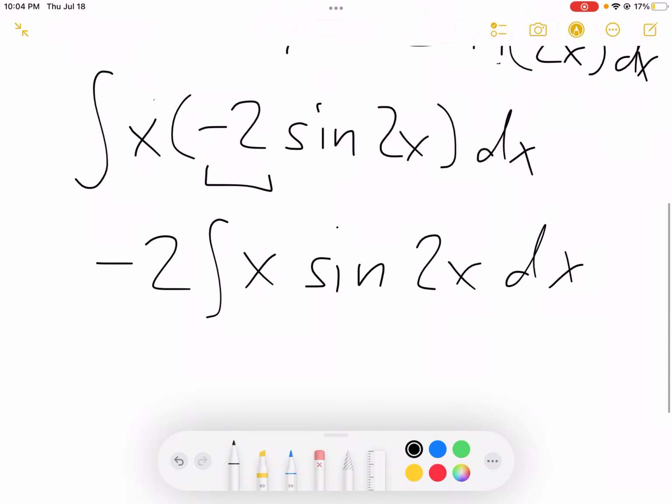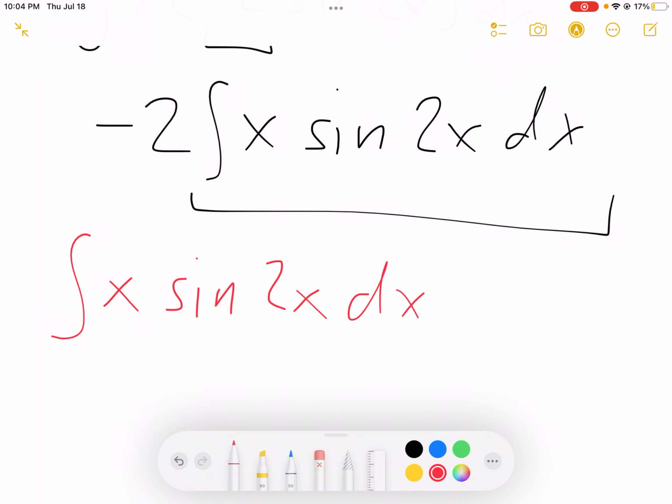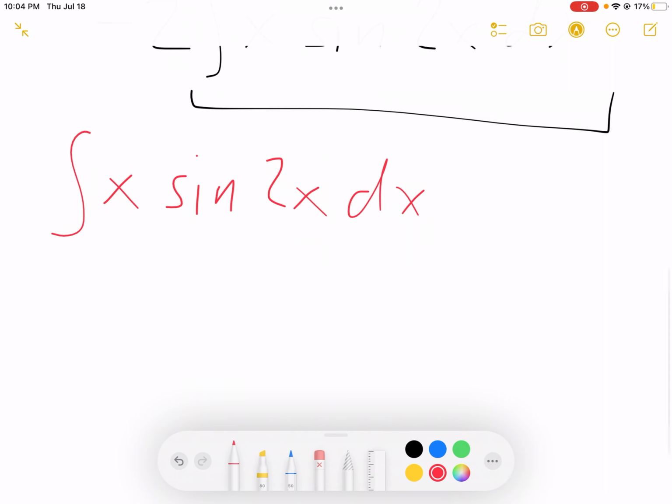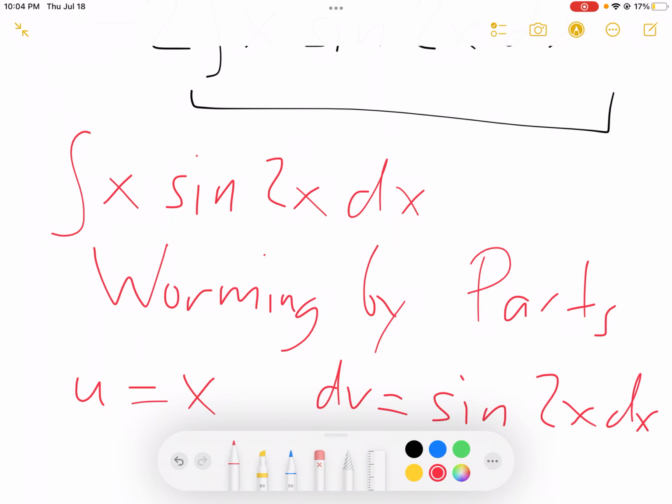So this is our main problem here. We're just trying to find this. We can multiply this on later, so for now we'll focus on finding the worm of x sine 2x dx. We can do this by using worming by parts. So we're going to let u equal x and dv equals sine 2x dx.